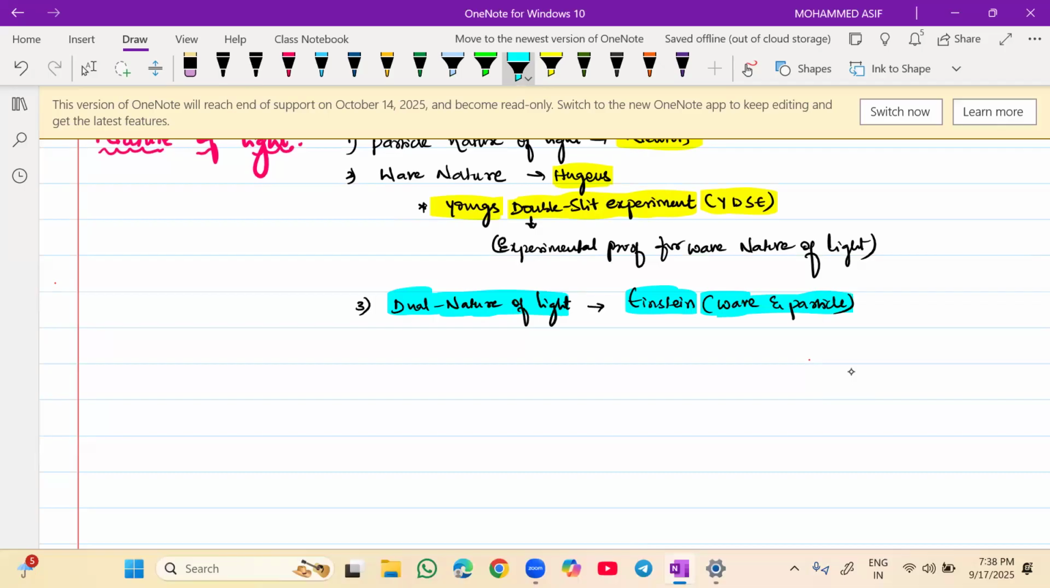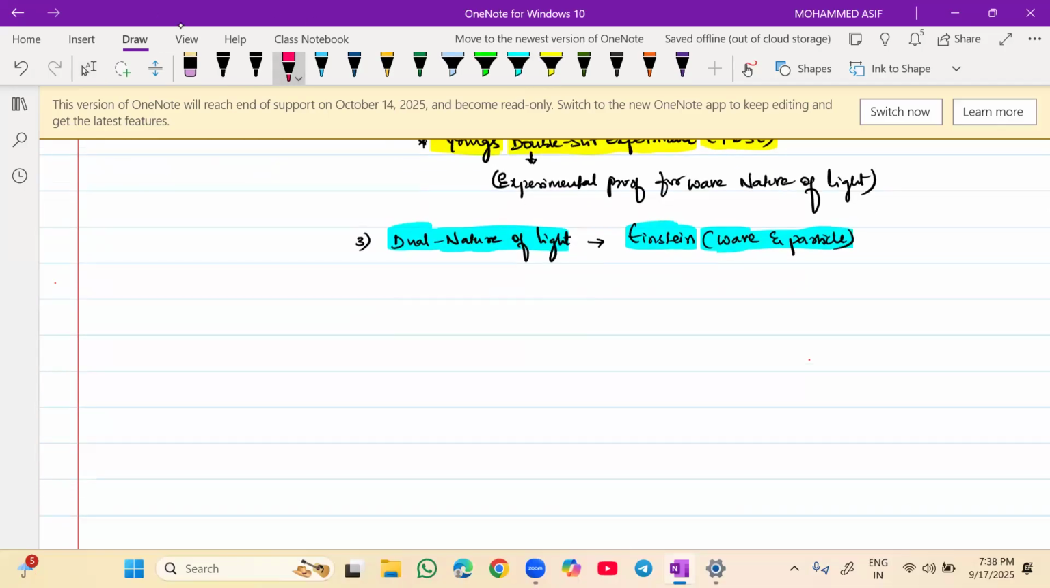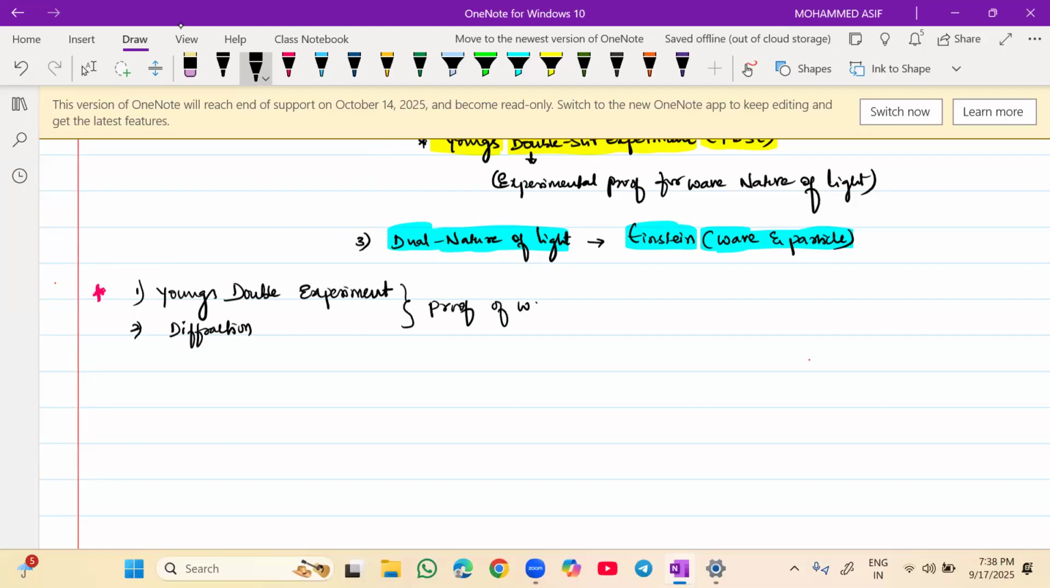Clear? Sure. Now see, in this topic, wave nature, a small topic, we'll be studying first your Young's double slit experiment. Okay. And the second one is your diffraction. These two experiments are your proof for the wave nature of light. So the wave nature of light is proved by Young's double slit experiment and diffraction.